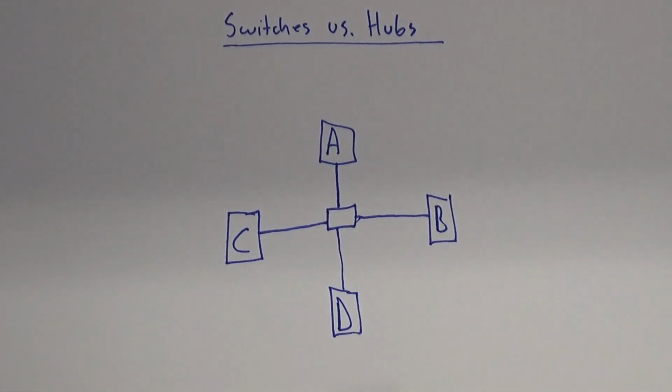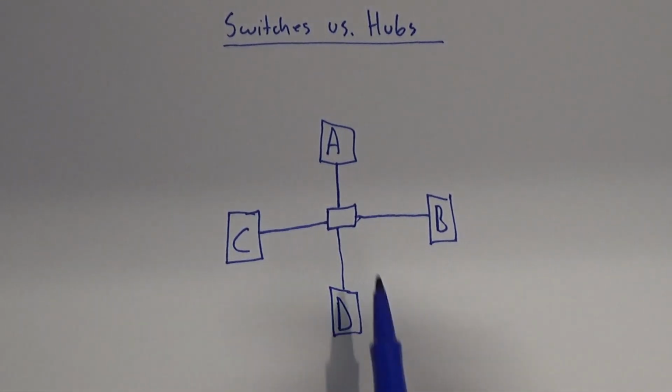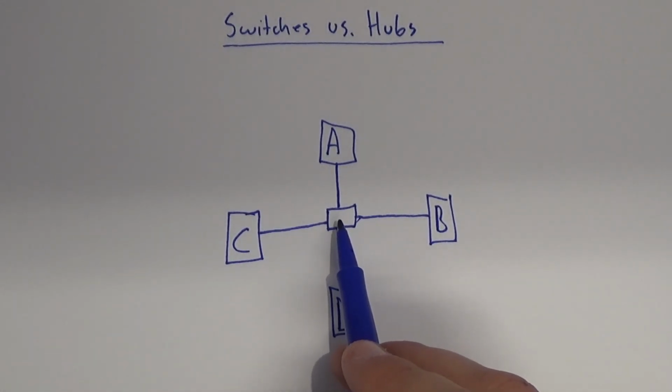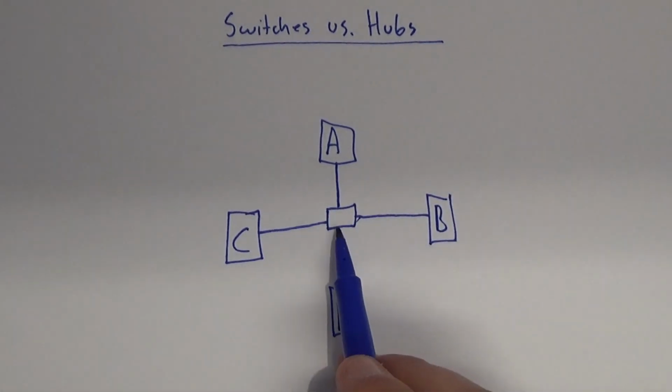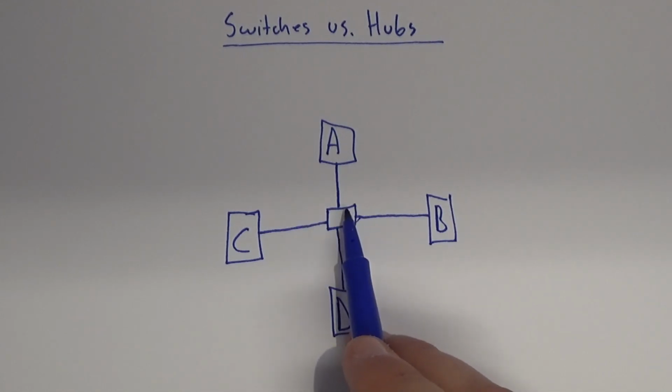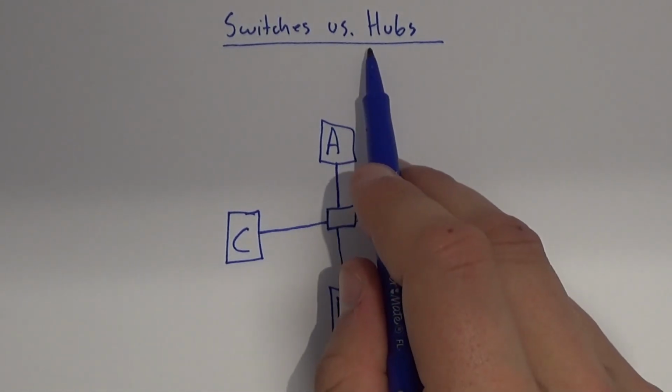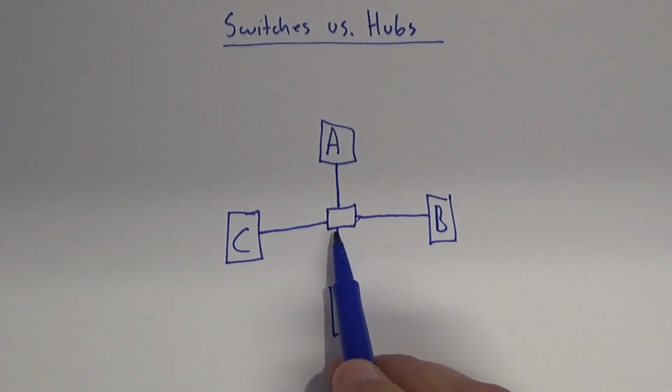Okay. Now in older Ethernet networks, this device was a capital H hub. You'll notice that I'm differentiating between a lowercase h hub and a capital H hub. A lowercase h hub is just a generic term to talk about a device that connects a group of computers together. A capital H hub is a specific type of device.